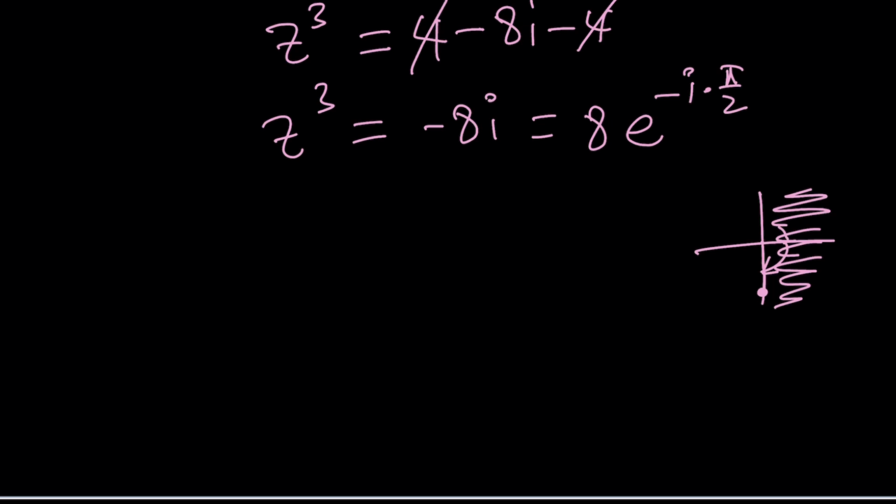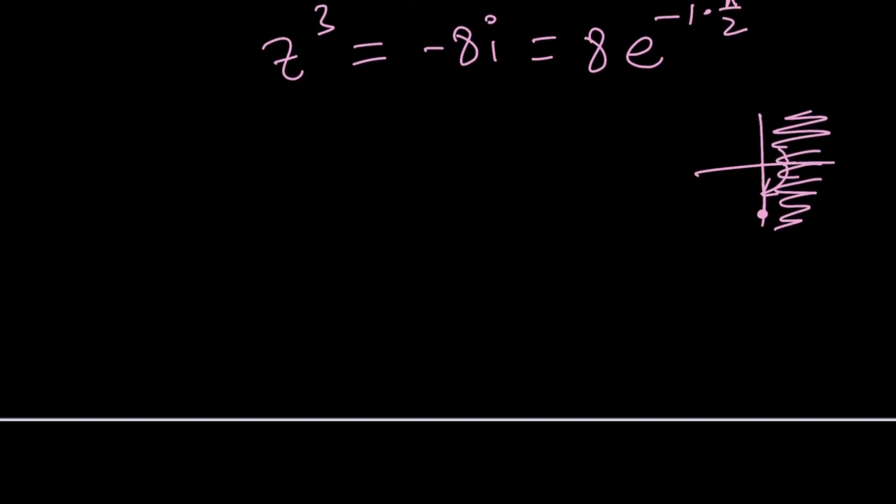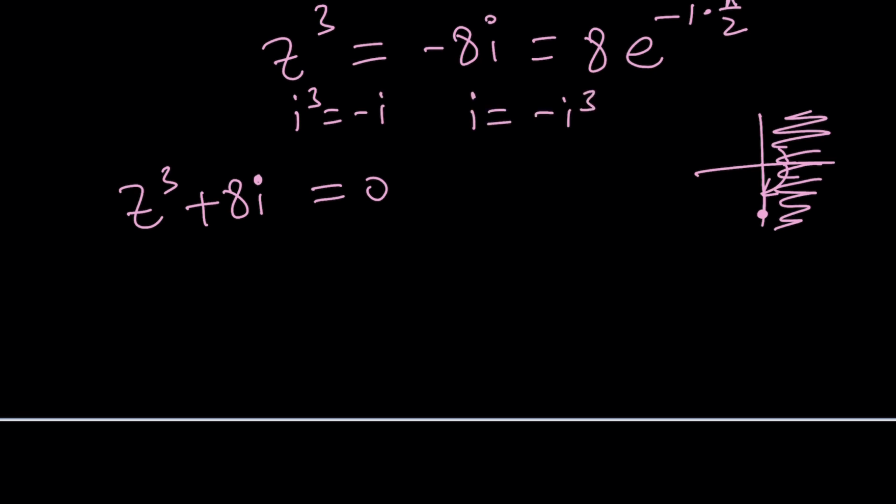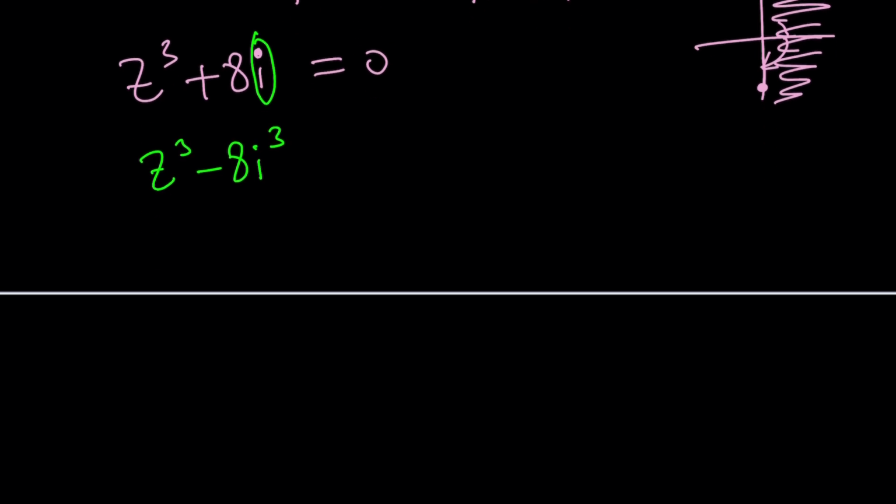We can first add 8i to both sides. And then notice that i cubed is negative i, so i is negative i cubed. You can replace the i with negative i cubed, so this becomes z cubed minus 8i cubed. Get the idea? Now this looks like a difference of 2 cubes, doesn't it? You can write it as follows, like this, and then factor it using difference of 2 cubes.